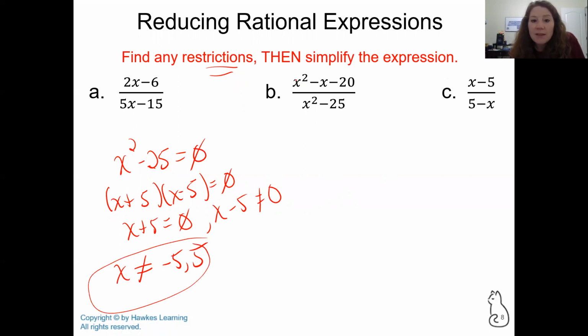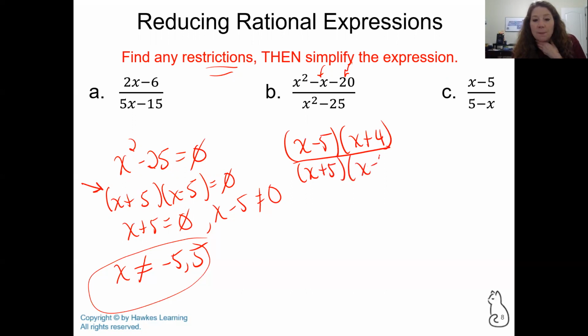So now for the numerator, I'm going to think of 2 numbers that multiply to give me -20 and add to give me -1. So that would be -5 and +4. And we already know our denominator simplified would be x plus 5, x minus 5. And then we see, oh, well, these two cancel, right? They match exactly. So my simplified answer is x plus 4 over x plus 5.